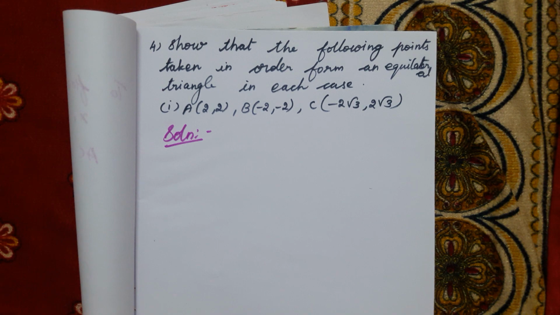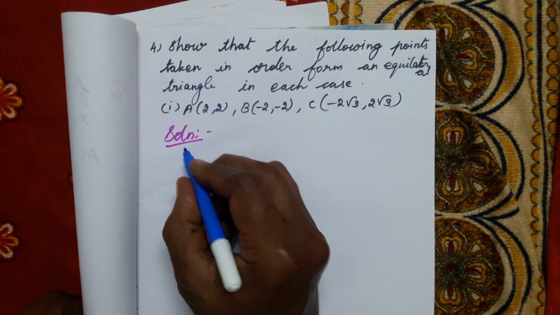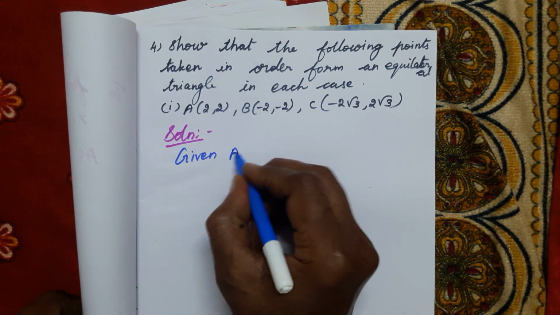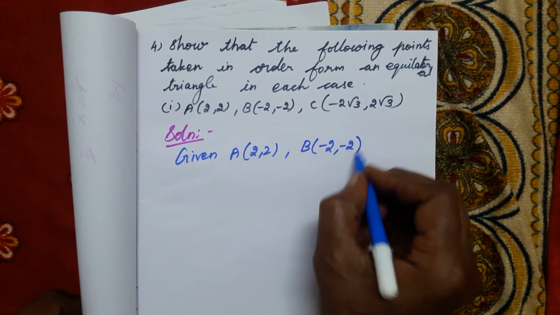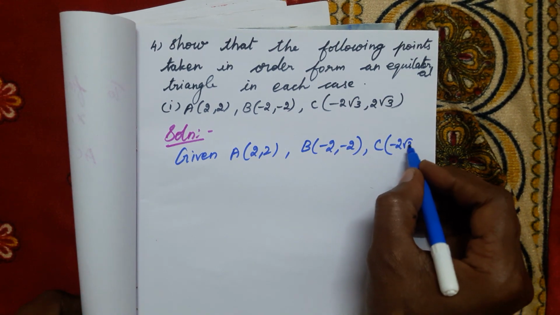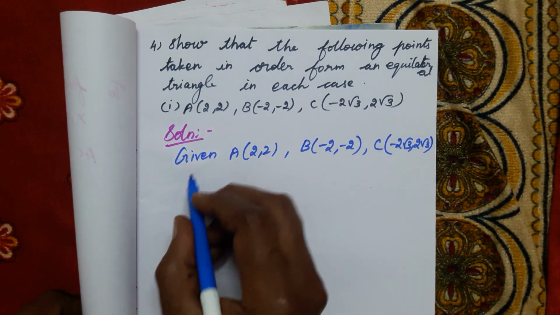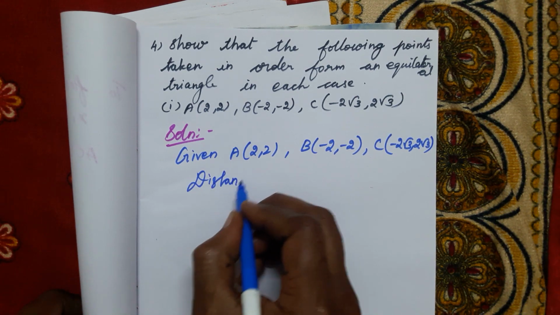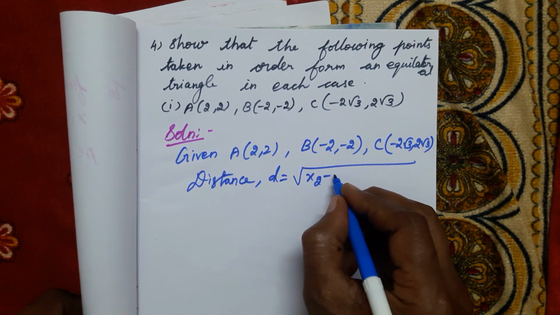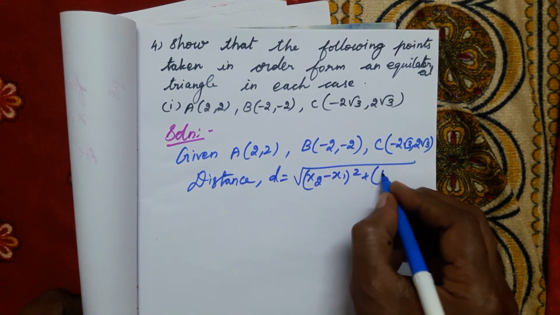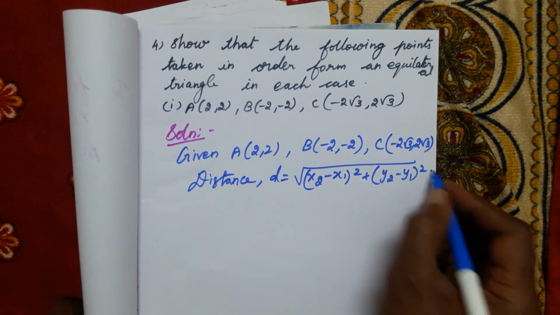The fourth question, first problem. Fourth one, first subdivision. A (2, 2), B (minus 2, minus 2), C (minus 2 root 3, 2 root 3). Given A (2, 2), B (minus 2, minus 2), C (minus 2 root 3, 2 root 3). Distance formula. Most times we are using the distance formula: root of x2 minus x1 the whole square plus y2 minus y1 the whole square.